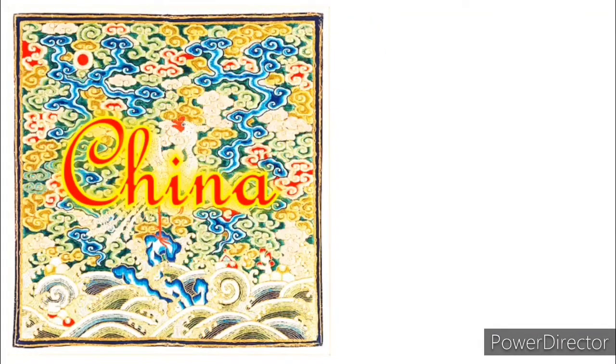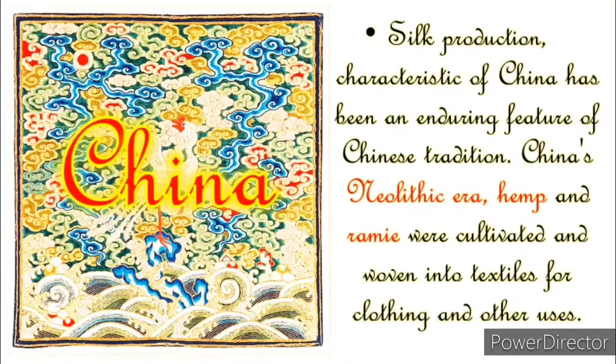First, China. Silk production, characteristic of China's earliest civilization, has been an enduring feature of Chinese tradition and a distinctive aspect of China's interaction with other cultures.